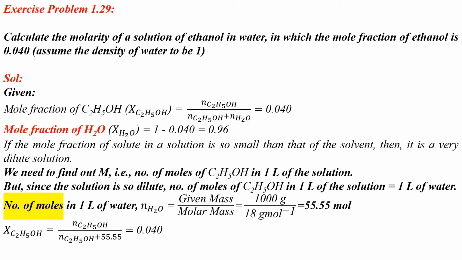Okay, therefore number of moles of water in 1 liter of water, that is n of H2O. This is equal to given mass of water divided by molar mass of water. Given the density of water being 1, the mass is 1000 grams divided by the molar mass of water, which is 18 grams per mole. On solving this, you get 55.55 moles as the number of moles of water in 1 liter of water.